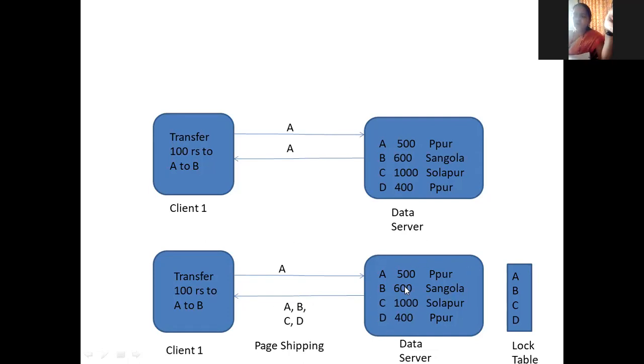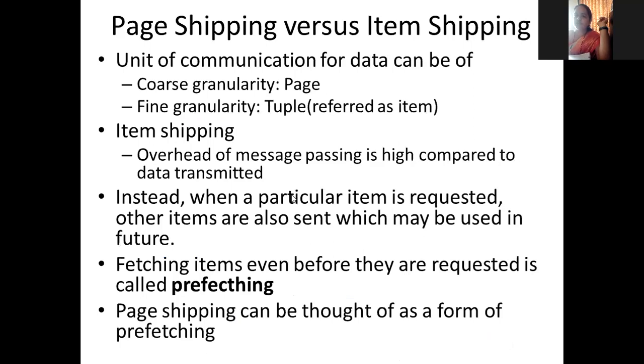So see guys, what is page shipping? A collection of records is sent to the client. The client may only request A, but the data server sends the entire page to the client side. That is page shipping. And atom shipping means the client requests only A and only A is sent, or you can say one tuple or one record is sent to the client side. That is atom shipping.